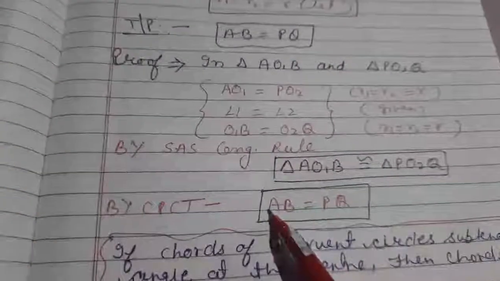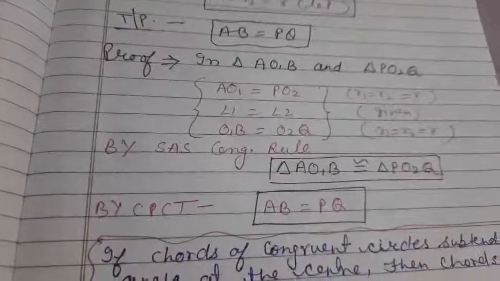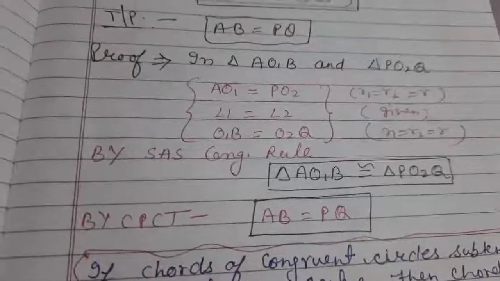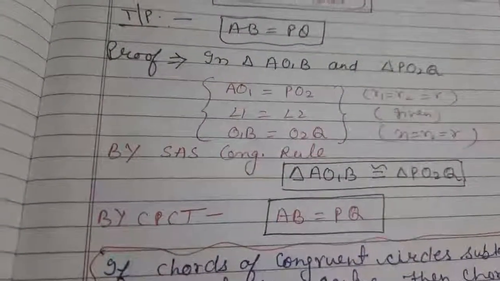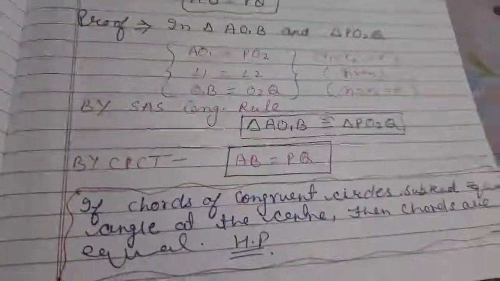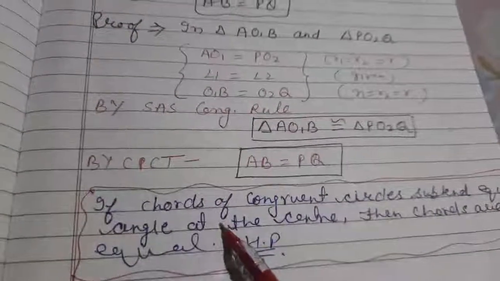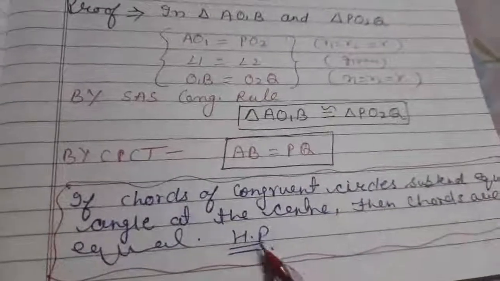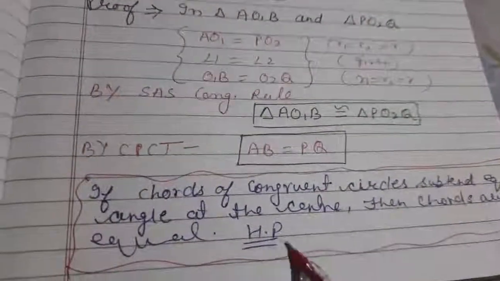So children, if your congruency is clear, it is not a very big task or problem to prove these types of theorems and to solve these types of questions. Okay, so at the last I am writing the statement: if chords of congruent circles subtend equal angles at the centers, then the chords are equal.